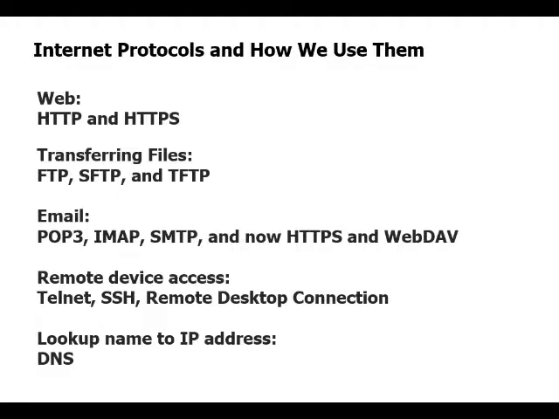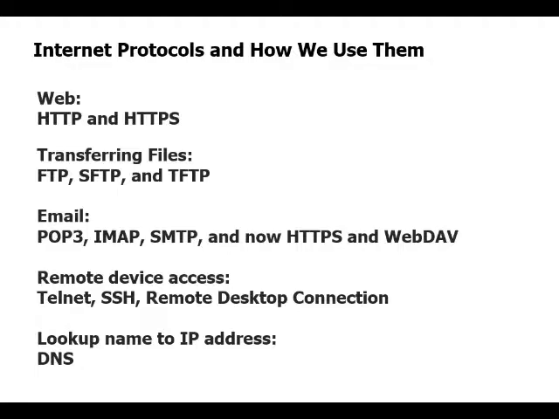FTP and TFTP are both unencrypted and send their data in clear text, which means that other people on the network can sniff your traffic and listen to your conversation and read your data. SFTP, Secure FTP, is encrypted, which means that it's much more challenging for an individual sniffing the network to actually see the data you're transferring.